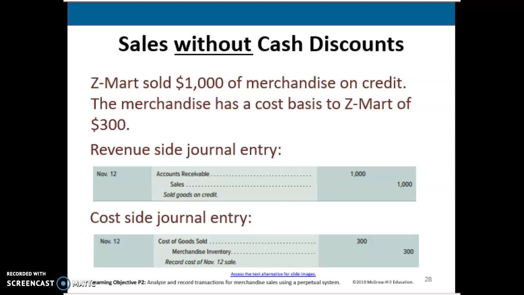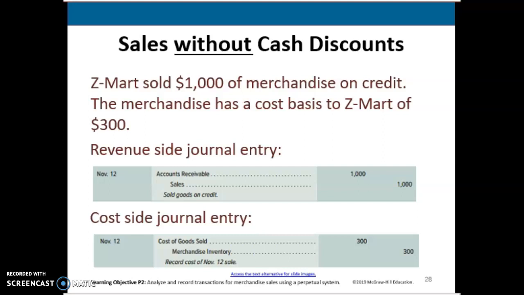So remember, we have two sides of the entries. We have the first one, we have the revenue side, and then we have the cost side. So for the revenue side, we've seen these entries before. We're selling on credit, so we're going to debit accounts receivable. This time, instead of service revenue, we're going to be crediting sales. That's our first part. Then we have to adjust for the cost side.